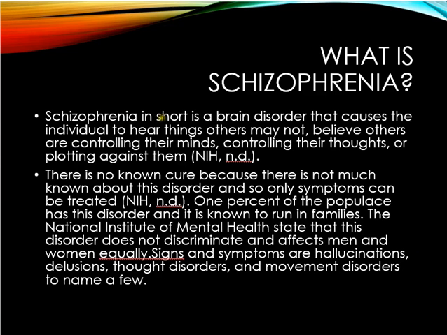What is schizophrenia? Well, as you can see, schizophrenia is a disorder that causes individuals to hear things others may not, believe others are controlling their minds, controlling their thoughts, or plotting against them. There is no known cure because there is not much known about the disorder, and so only symptoms can be treated. 1% of the populace has this disorder, and it is known to run in families. This also goes for genetics, but it is known that not one gene can cause it. It's more than one gene.